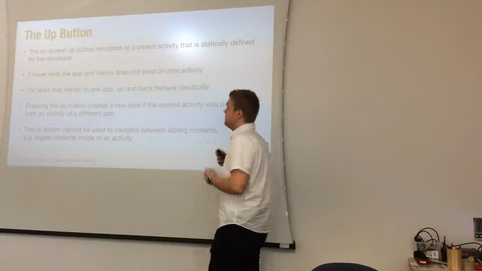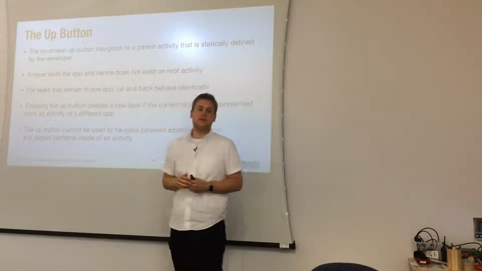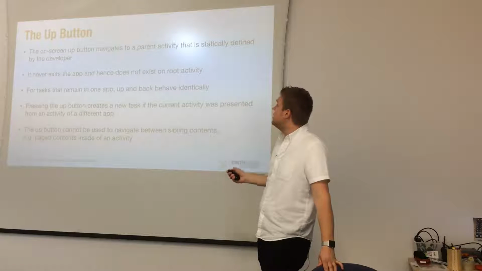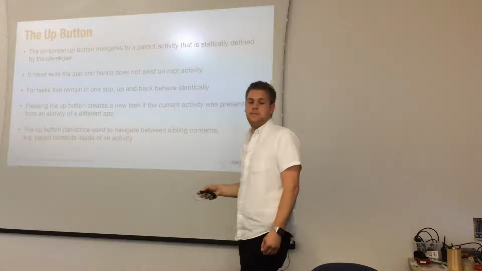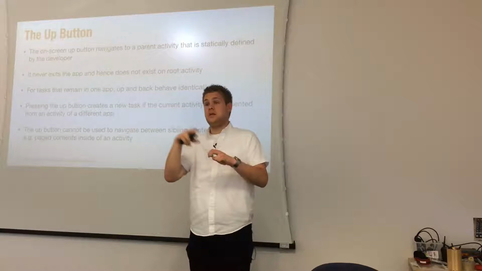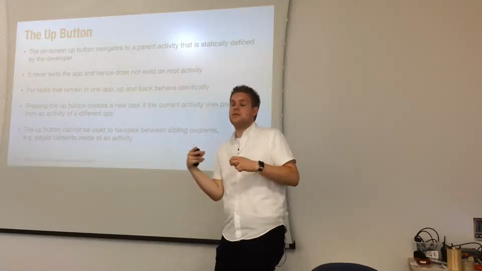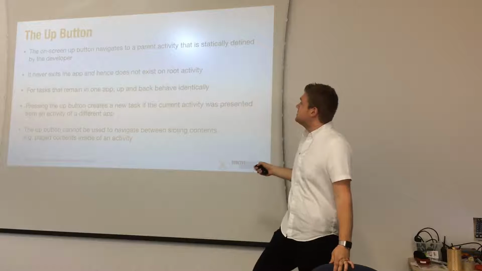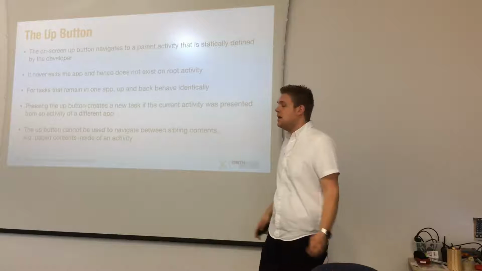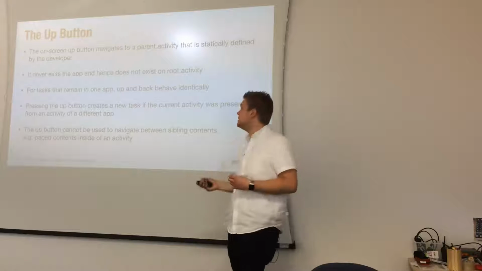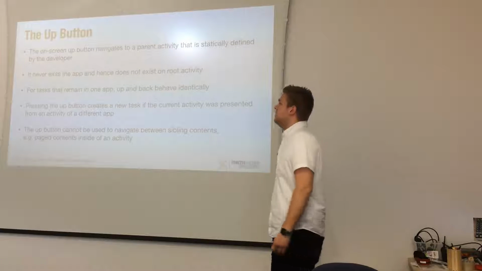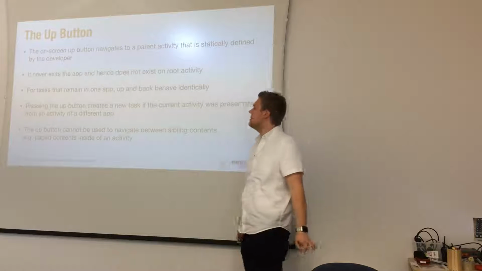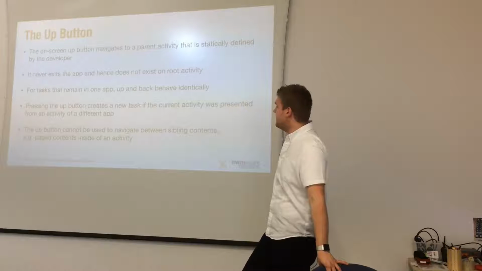So the up button, which is this on-screen back button in the top left corner, typically brings you to a statically defined parent activity. Of course, you could also implement it in a way that it just deletes the current activity and goes to the previous one. But the way the guidelines say it, it's a statically defined parent activity. And it never exits the app, hence it doesn't exist on the main screen of it. We've also seen this. This My Sheep screen didn't have such a button there. It had a hamburger menu instead.